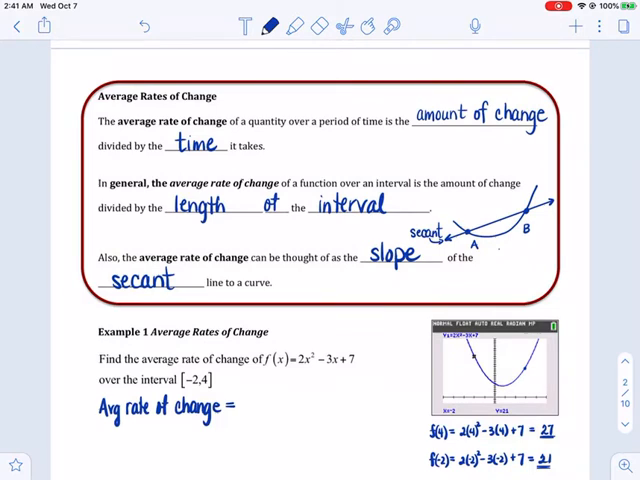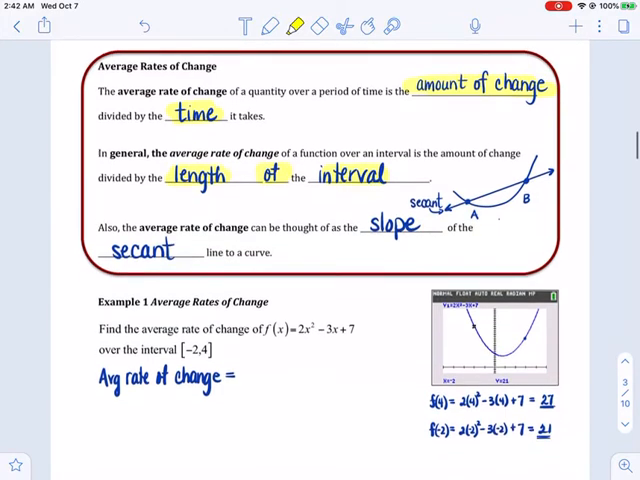Okay, so in this next section, first we're going to begin by talking about average rate of change. It's a quantity changing over a period of time. So the average rate of change of a quantity over a period of time is the amount of change divided by the time it takes. Makes sense. If you drive 180 miles in 3 hours, you drive 60 miles per hour. So in general, the average rate of change of a function over an interval is the amount of change divided by the length of the interval.